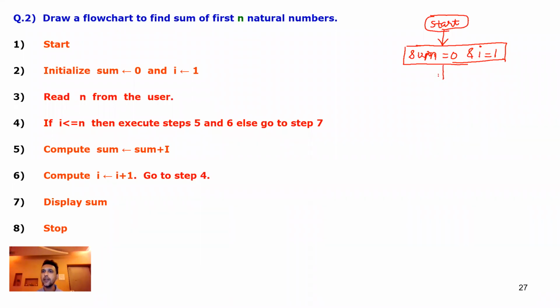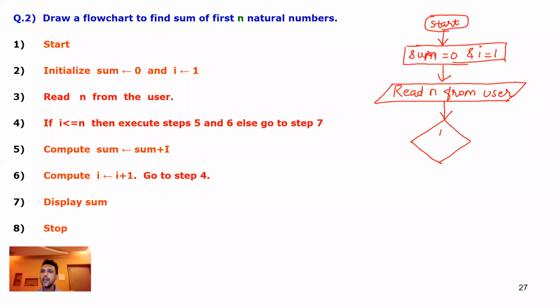Come on, tell me step number 3 will be inside with symbol. Once again, tell me what? Parallelogram. So inside parallelogram, I'll write read n from user. All right. Step number 4, in which symbol? Rhombus. So inside the rhombus, we'll write is. Come on, tell me what we'll write. Is I less than or equal to n? Very good. Question mark.